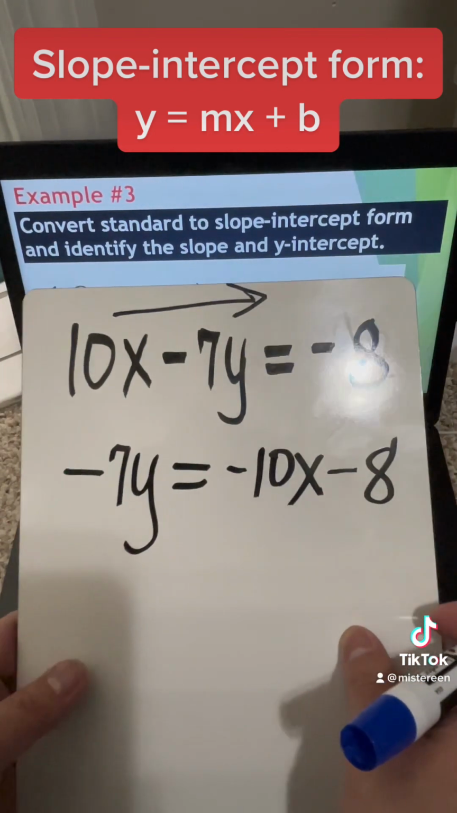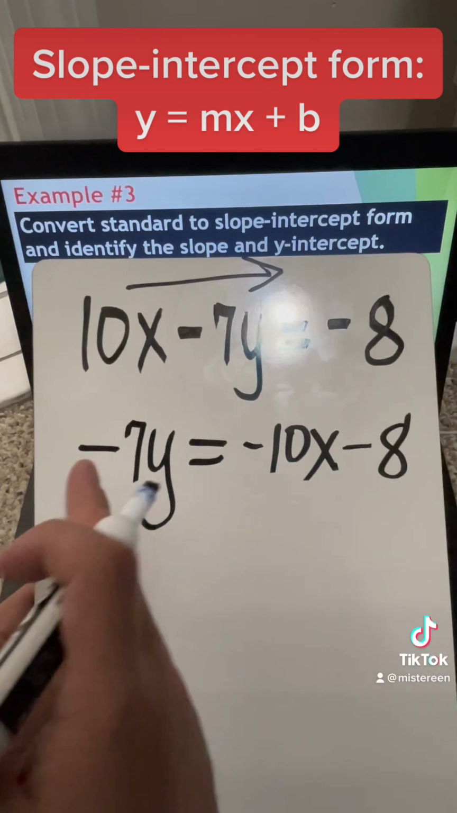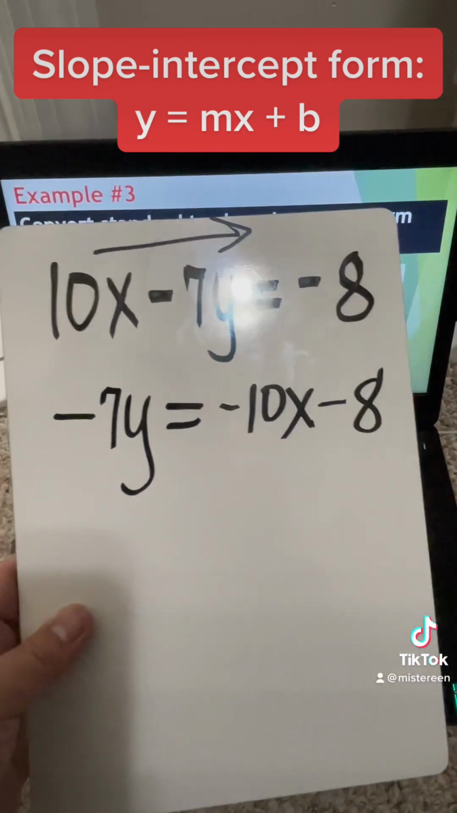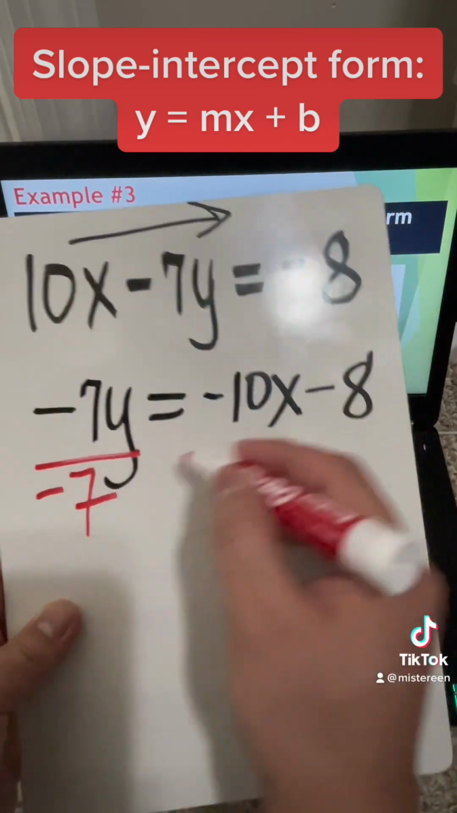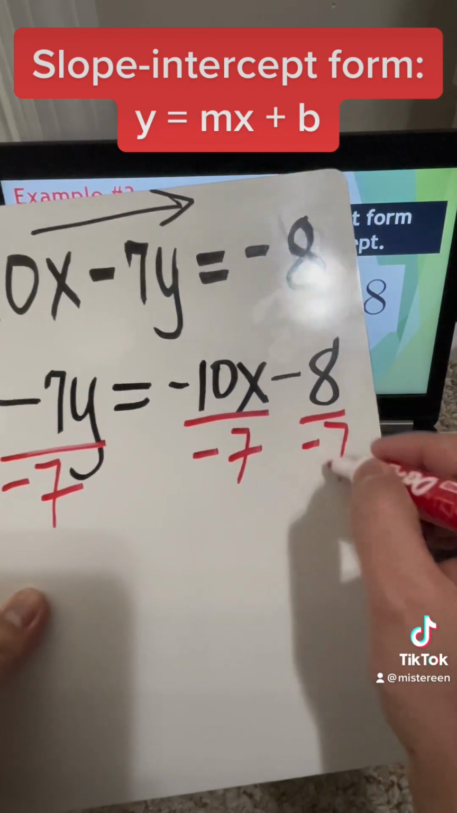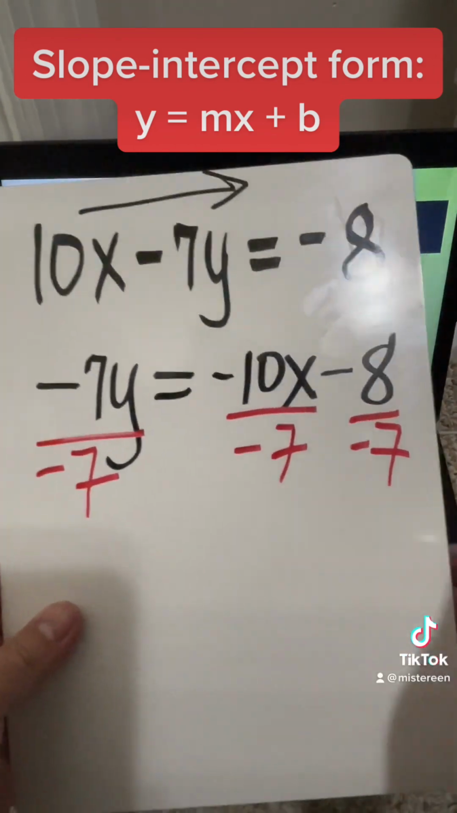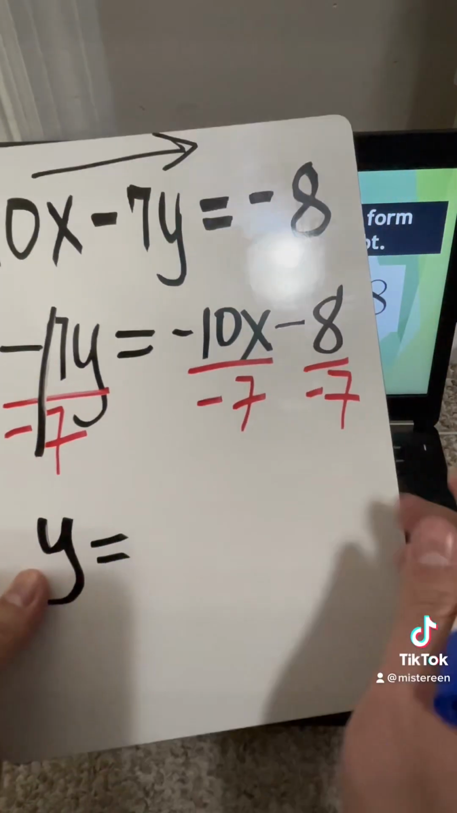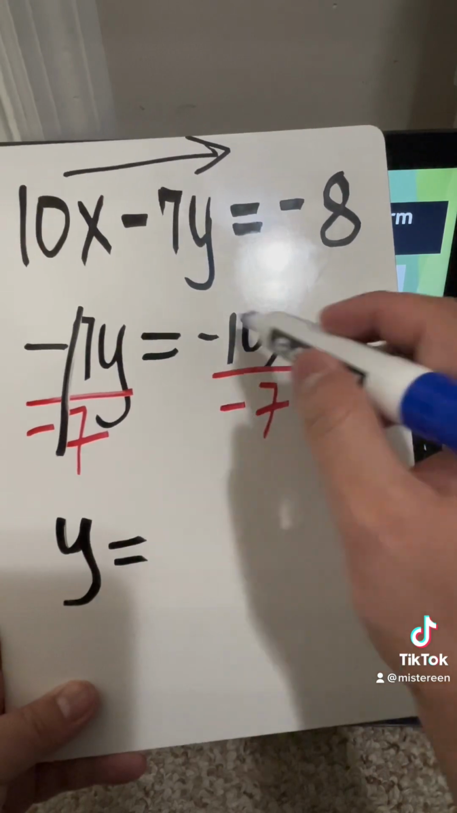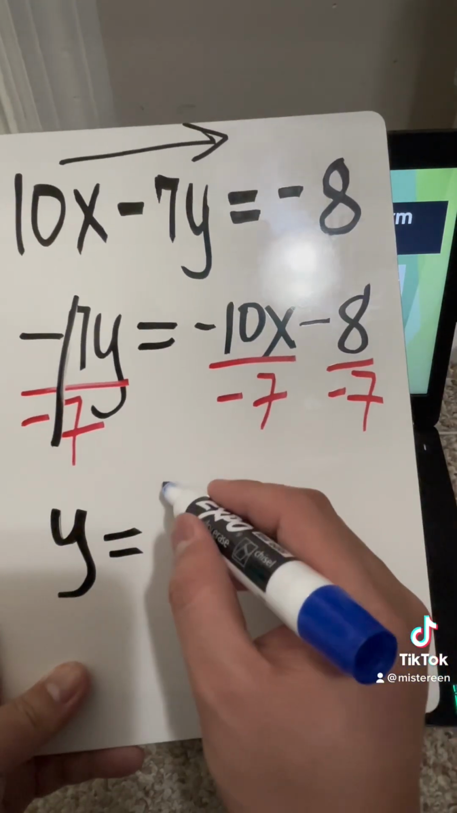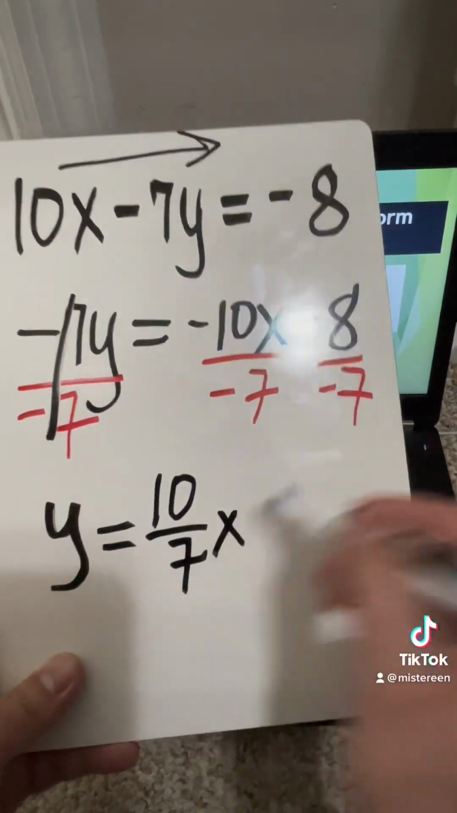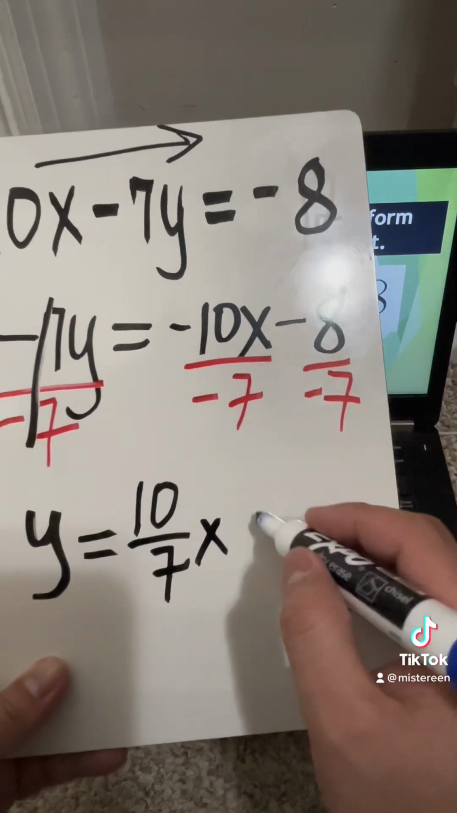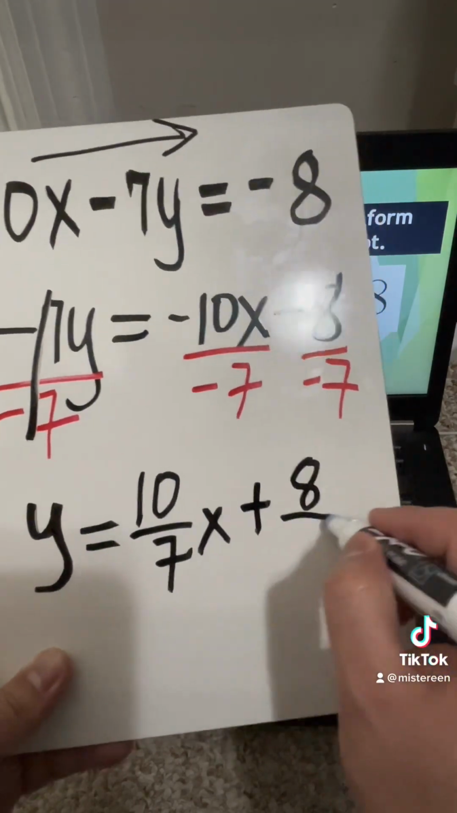Now, take note, in slope-intercept form, only the y must stay here. So I have to remove that negative 7, and you can do that by division. So we just divide everything by negative 7. Now, simplifying this, negative 7 will be crossed out, so you have y is equal to negative 10 divided by negative 7. You can use your calculator. Lowest term is 10 over 7 x. Negative 8 over negative 7, it's positive 8 over 7.